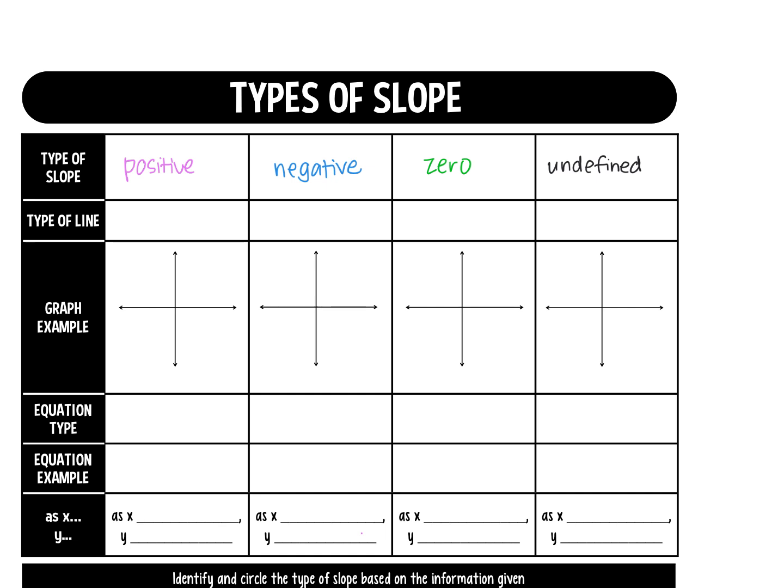So when we talk about slope, we'll have some number that is either going to be positive, negative, or zero. The only time we don't have an actual number is when the slope is undefined. Let's focus on positive first.